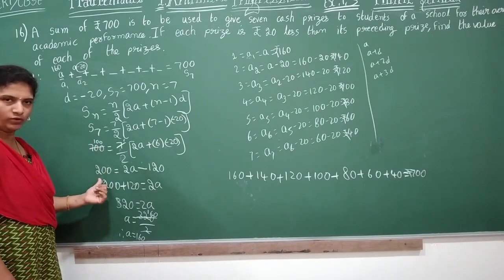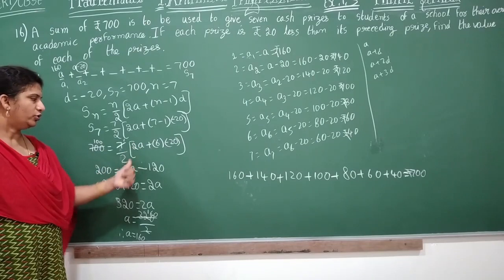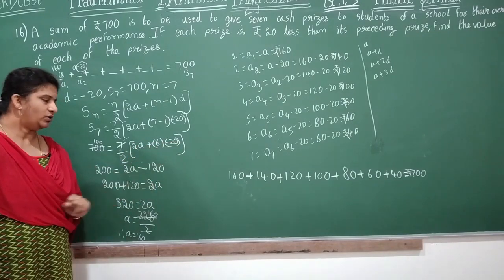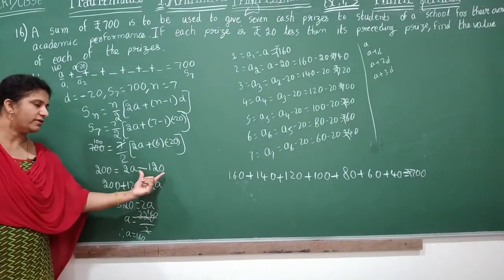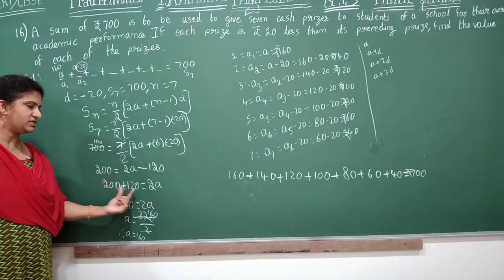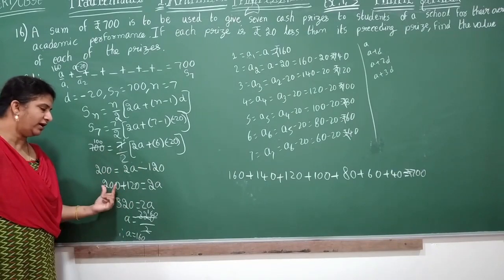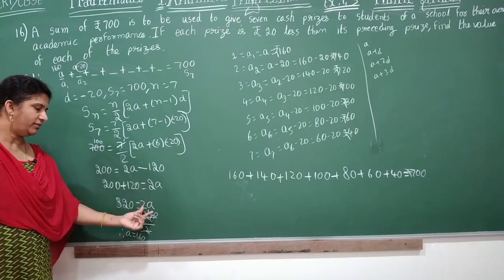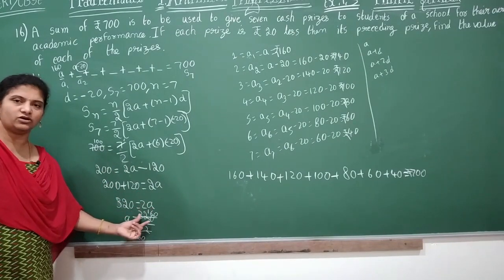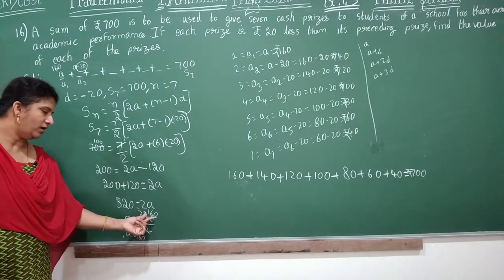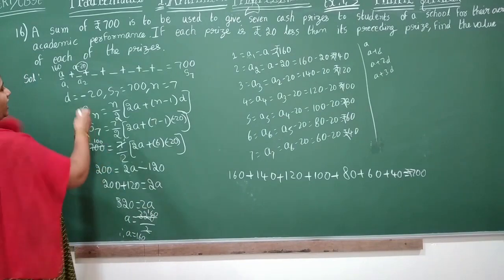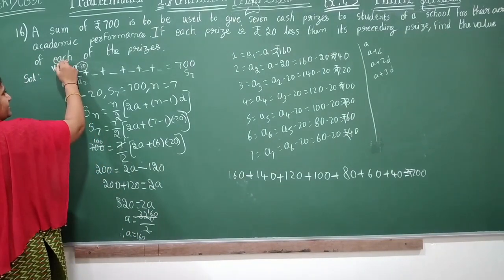100 twos are 200. 200 is equal to 2A plus 6 into minus 20, minus 120. So finally, this 120, bring this side, it will be added. 200 plus 120 will be 320. That will be equal to 2A. 2A is equal to 320. A is equal to 320 by 2. That will be 160. So now what did you get, children? You got your A value is 160.